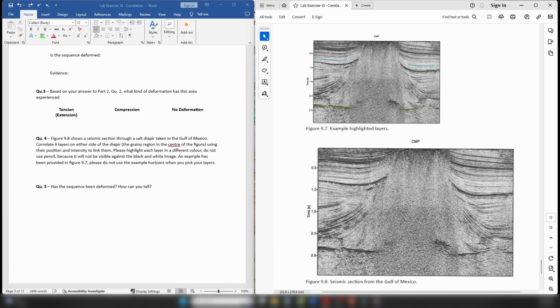There's nothing going on there. You can't see layering because the layering has been destroyed by the rise of this diapir. Now, either side of the diapir, the layering is visible. So for question 4, like I say, you are going to correlate 6 layers on either side of the diapir. Initially what we had is a nice horizontally bedded sequence of sedimentary rocks, and this diapir comes up through the sequence. So you'll have the same layers of rock on either side of the diapir.